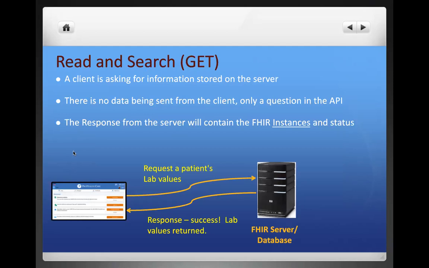Let's talk about a couple of those. Let's talk about read and search. Read and search is asking, the client is asking for information stored on the server. Both will be an HTTP verb of get. In this particular example, for either a read or a search, there's no data being sent from the client. It's only a question in the API. The response from the server will contain the FHIR instances and the status. So down here, we have an example of a patient healthcare record, and someone is requesting a patient's lab values. We'll assume that they have access, and it's going off to the server, and the server response is returning those lab values back to the client so that they can visualize them on their computer system.